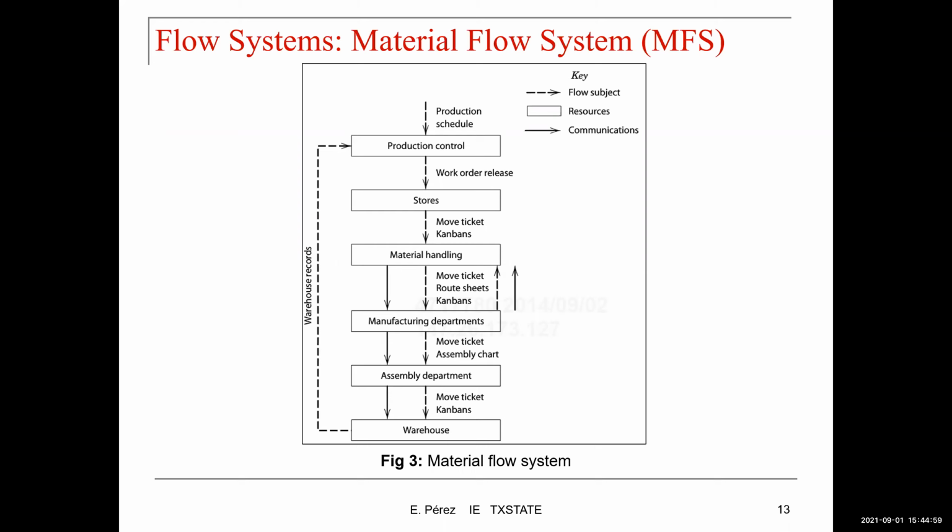So we have information. Maybe I forgot to mention, here's the key for this diagram. So we have the flow subject. These are the parts that are moving through the system. You can see that it's sequential. And we have some information in terms of communication from this point till you get to the warehouse.